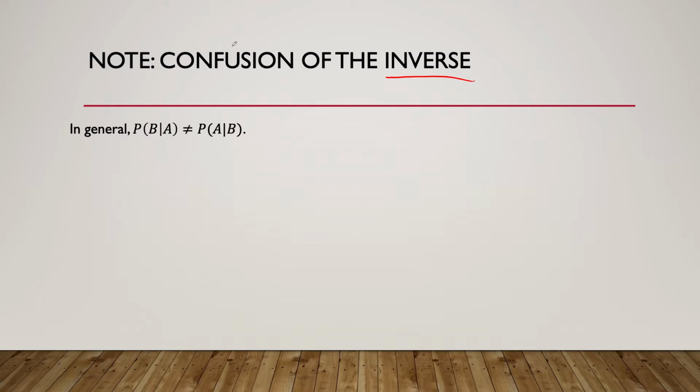And as that last example does indeed show, you cannot interchange the order of these. So probability of B given A is not the same thing as probability of A given B. And because of that, we can't really switch on the formula.